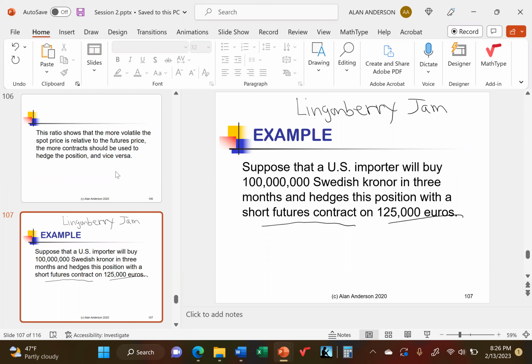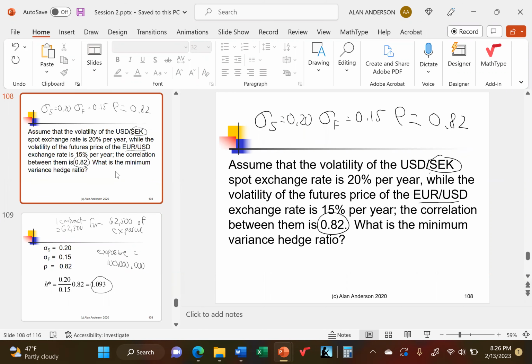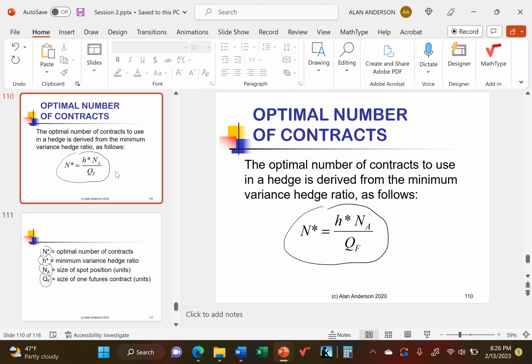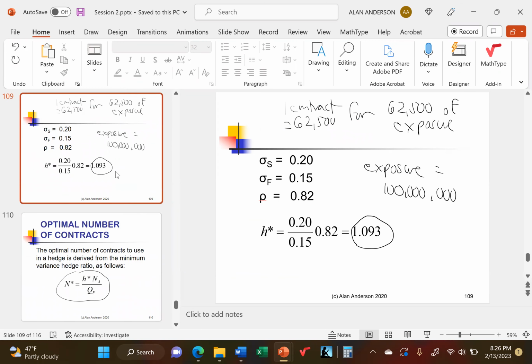But since we don't have access to a futures contract on the kroner, we'll end up using instead a contract on 125,000 euros. So where did this come from? Why 125,000? Well, let's see. Let's assume that the standard deviation or volatility of the exchange rate between the dollar and the kroner is 20%. The futures contract is 15%, and the correlation between them is 0.82. So according to this formula, the ratio is 1.093, which means that for every unit of the asset we're hedging, we need a contract that covers 1.093 units of that asset.